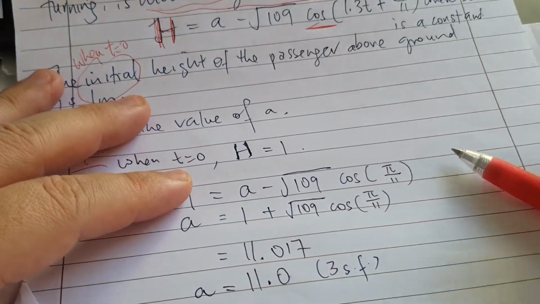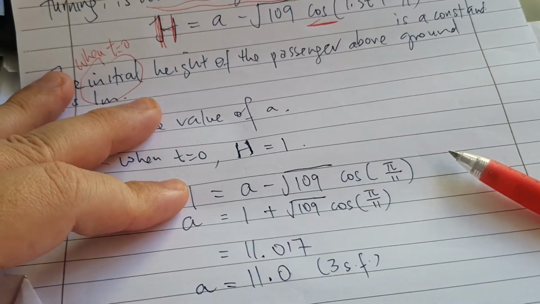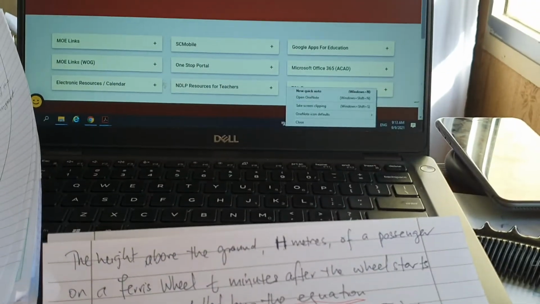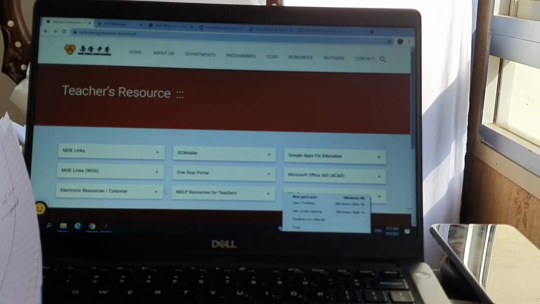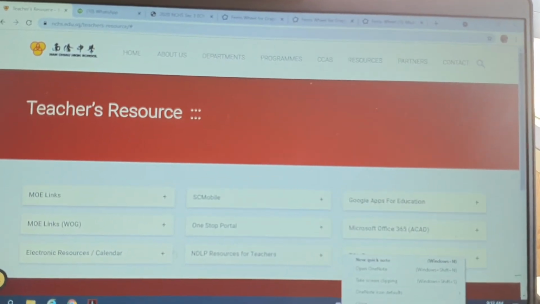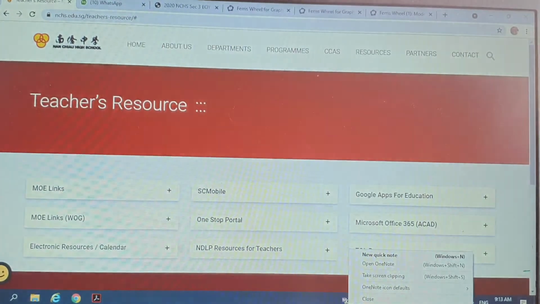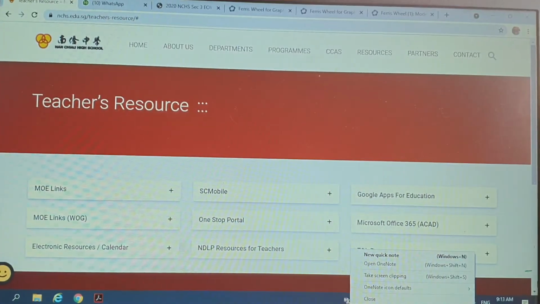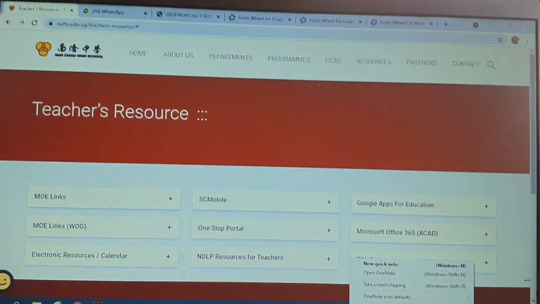But let me show you an animation, okay? On why the sine, cosine, and the tangent graph is so useful. Alright, let's take a look, see why and how it can be done, okay? You can play on your own. I'll try and send you the link, okay?